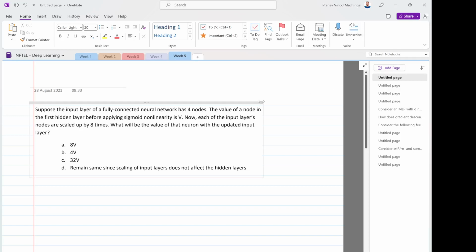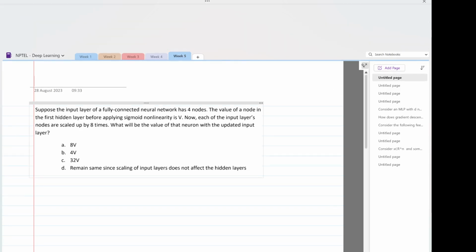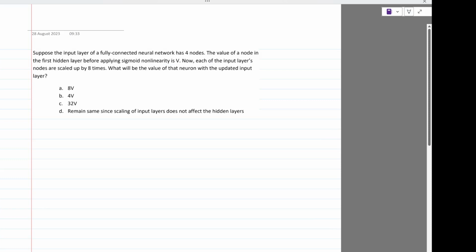So in this question, what they are asking is, suppose the input layer of a fully connected neural network has four nodes. So the input is having four nodes. The value of a node in the first hidden layer after applying sigmoid non-linearity is V. So you applied the sigmoid function, and there is a hidden layer node and the output of this is V.